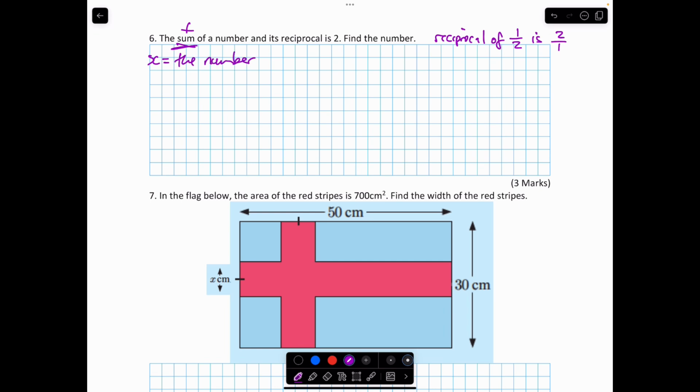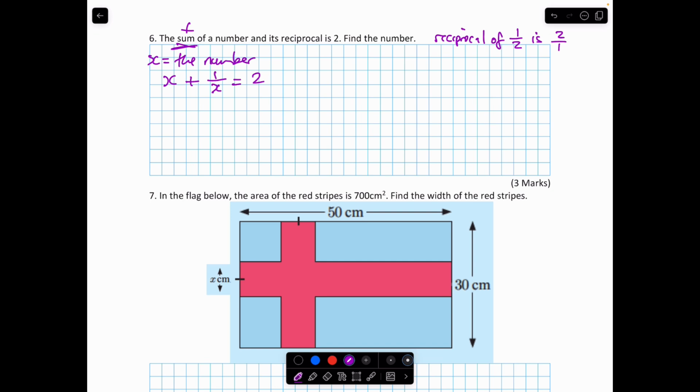The sum of a number and its reciprocal is 2. Sorry, the number is x. The sum is adding. Its reciprocal is 1 over x. And we know that the answer to that sum is 2. Find the number. That's our equation. And you're probably asking me, Mr. T, that's not a quadratic.